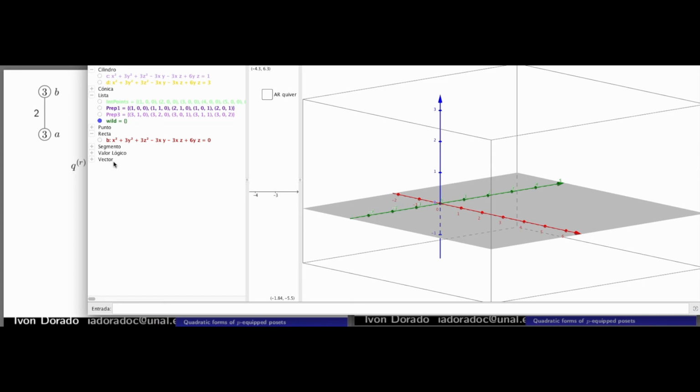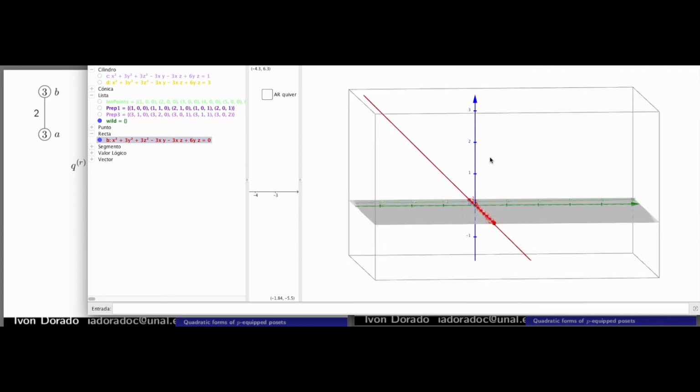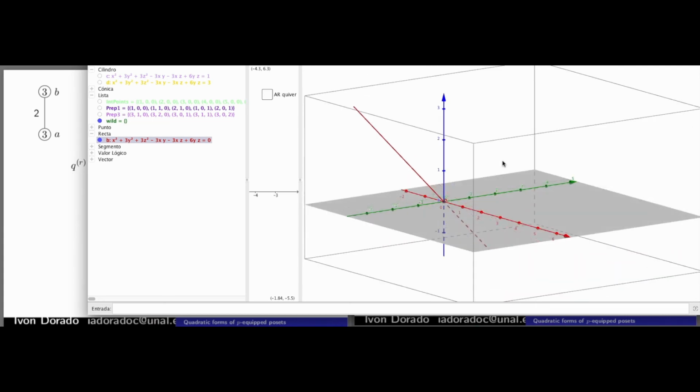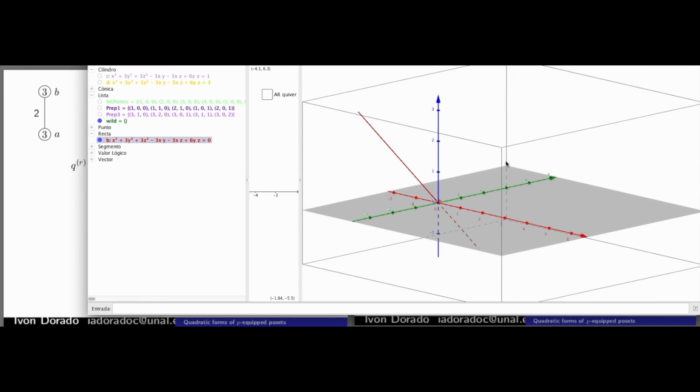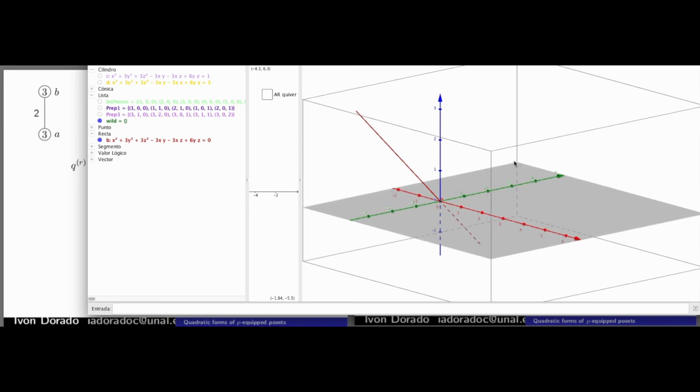Now let me draw the quadratic form equal to 0. This is a line, and notice its intersection with the first octant is just the null point. So the points on the line cannot be coordinate vectors of any representation, and we conclude this poset is not tame. So it could be only of finite representation type.